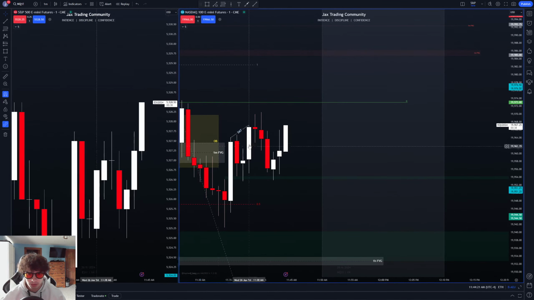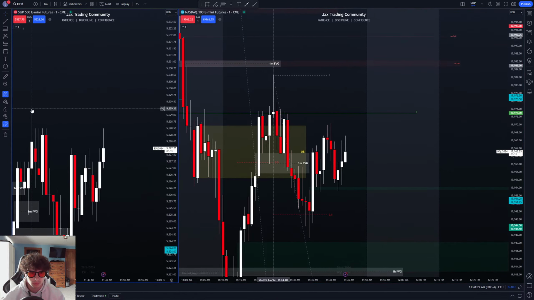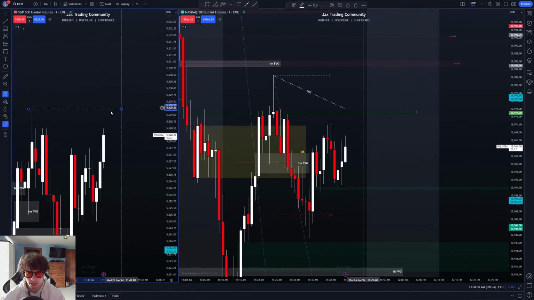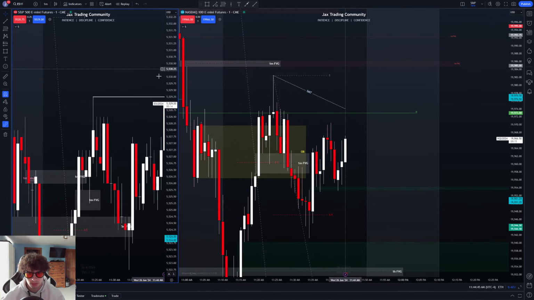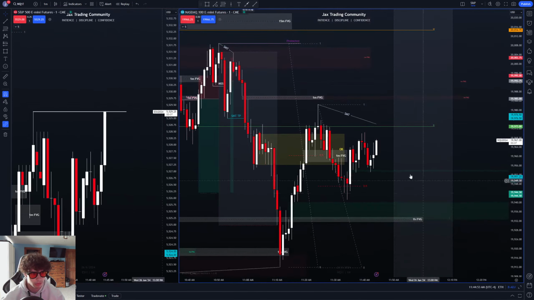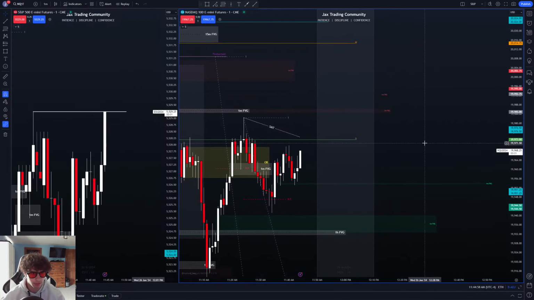Okay, so let's check. So we did break this SMT, I think. I think we're actually going to create an SMT up here. So I'm going to wait. I want to see ES take this high right here. No. I want to see ES take this high. And then when ES takes this high, this is going to become an SMT, which could then send us lower. And then combining that with the macro and being in an uptrend going into this macro, this could actually be a really, really good trade.